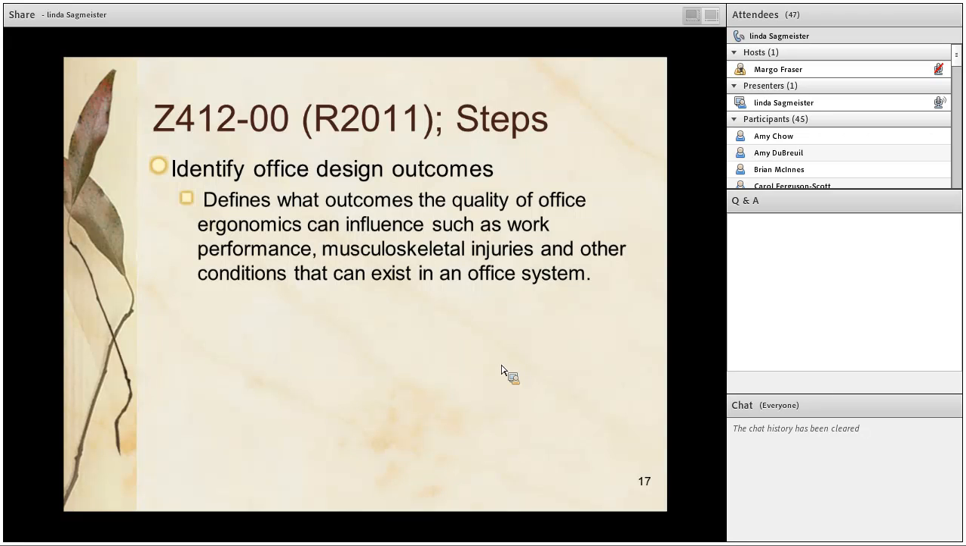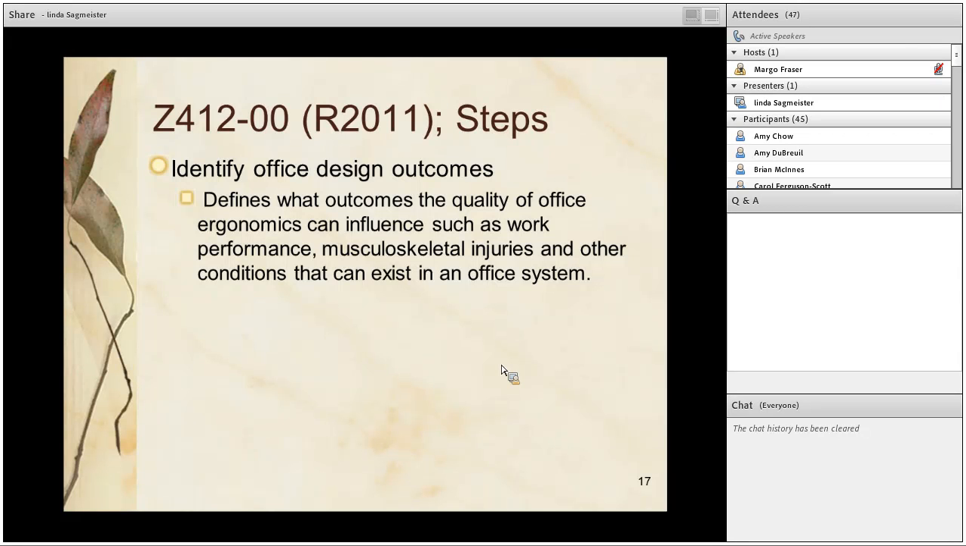There are illustrations in here on how things should be set up, what types of postures should be avoided, and cognitive demands are discussed. At the end of each of these chapters, or steps, there is a checklist that you can use. Some are very short and others aren't, but you can use this checklist at the end to ask, have I thought about everything I need to think about, in this case, in identifying office design outcomes? So it's pretty practical that way too.